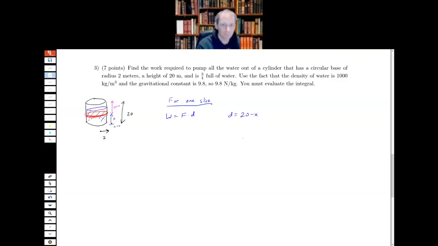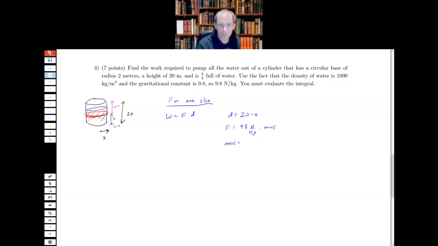All right, the force is the force of gravity. So this says the gravitational constant is 9.8 newtons per kilogram. So I have to take that 9.8 newtons per kilogram and multiply by how many kilograms I have. So I'm going to multiply by the mass.